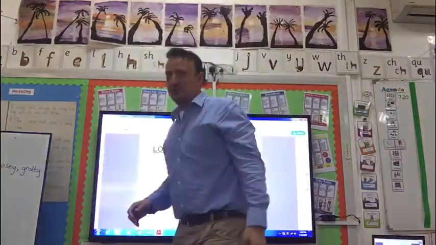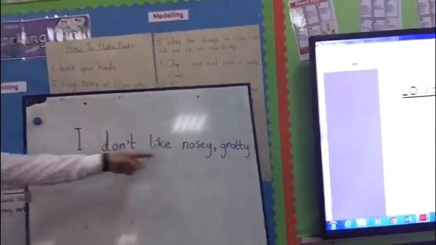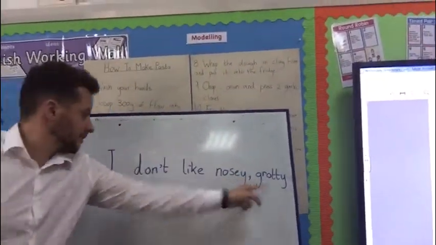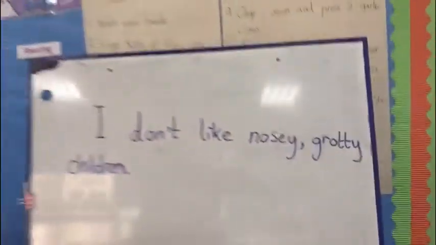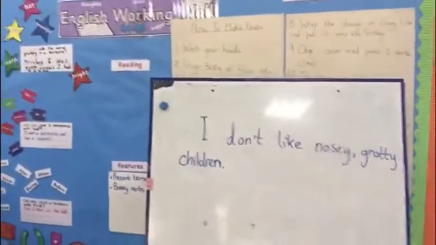Mrs. Twit, girls and boys, give her a clap. Lovely stuff, Mr. Robinson. Okay, let's have a look at that sentence that Mrs. Twit said. She said, "I don't like nosy, grotty children." Well, first of all, good stuff. Look at that comma between our two adjectives.